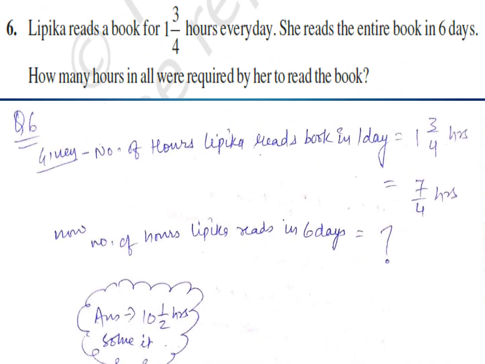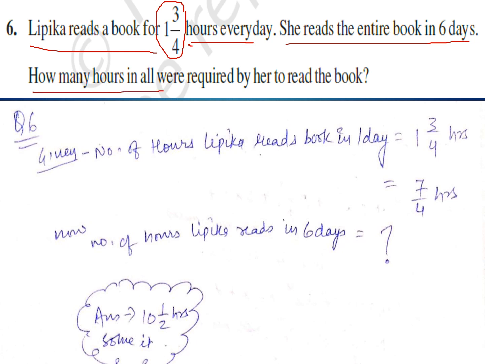Question number 6. Lipika reads a book for 1 3 by 4 hours every day. First of all, they have given us a mixed fraction, so it is our duty to make it normal. 4 ones are 4 plus 3 is 7 upon 4. So in one day she is studying 7 by 4 hours. She reads the entire book in 6 days. So she finishes the book in 6 days. The question is asking how many hours in all were required by her to read the book.